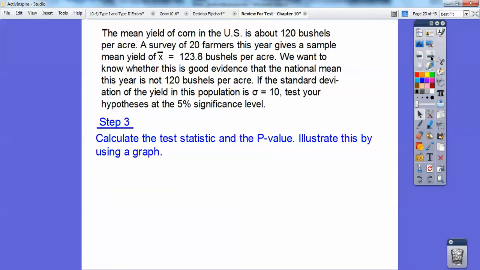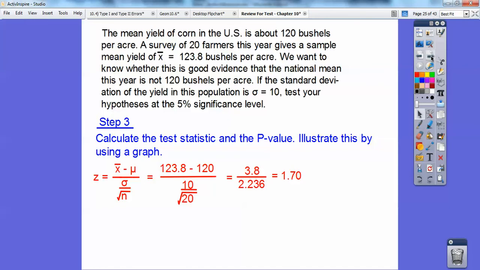Okay, step three, calculate the test statistic and the p-value. Illustrate this using a graph. So there's my z-score formula, and I'm going to plug everything in. 123.8 minus 120. The standard deviation is 10, and the sample size is 20. I do this part first, and that's pretty easy to see right there. When I divide that, I get a z-score of 1.7.